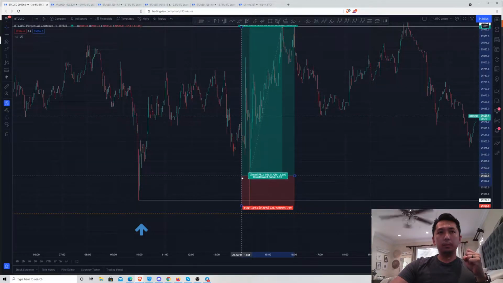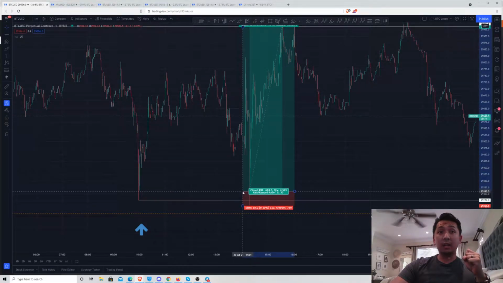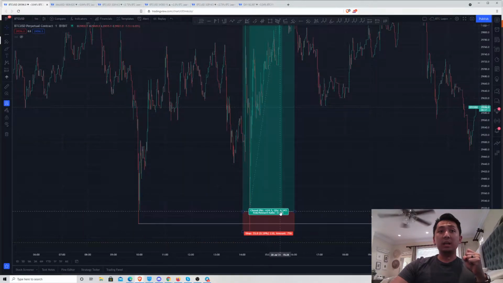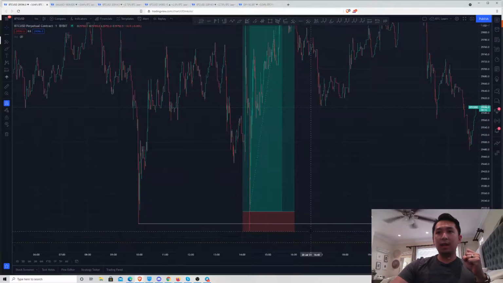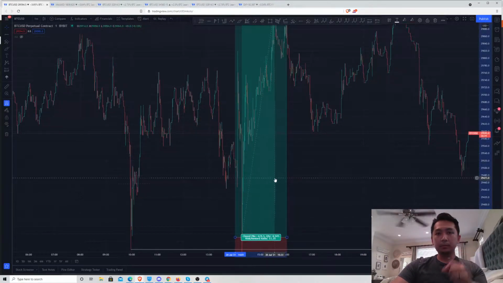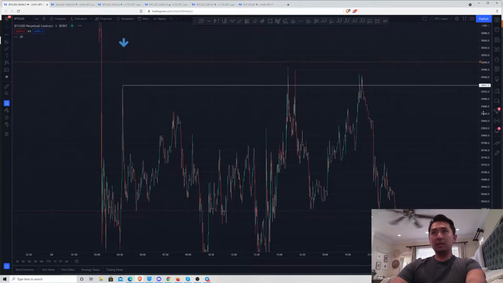risk to reward ratio. But if you're able to catch it somewhere down here, look at this, the stop loss is absolutely minuscule. You have a less than $100 stop loss, which in Bitcoin is absolutely nothing, right? So that's one example just of today.